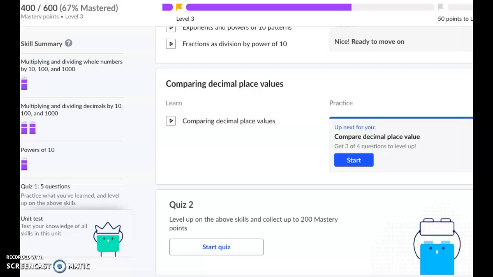Khan Academy Powers of 10, and we're working on the subtopic Compare Decimal Place Value.